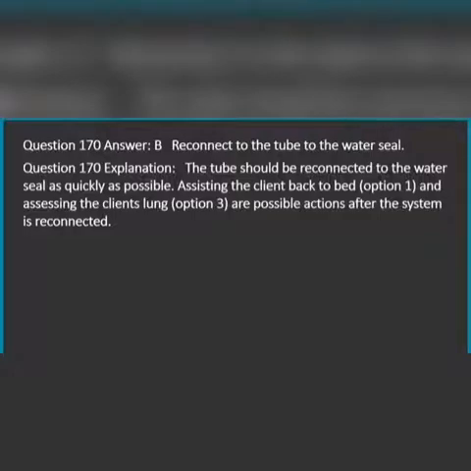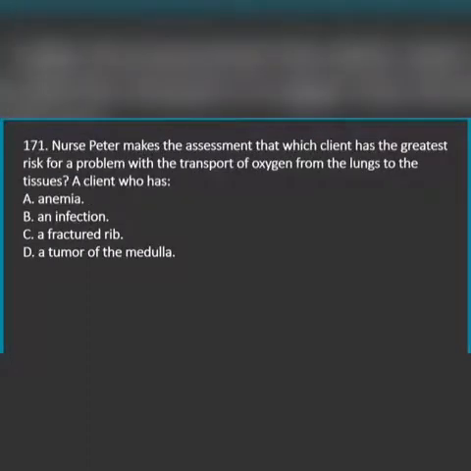Assisting the client back to bed, option 1, and assessing the client's lung, option 3, are possible actions after the system is reconnected. Question 171. Nurse Peter makes the assessment that which client has the greatest risk for a problem with the transport of oxygen from the lungs to the tissues?